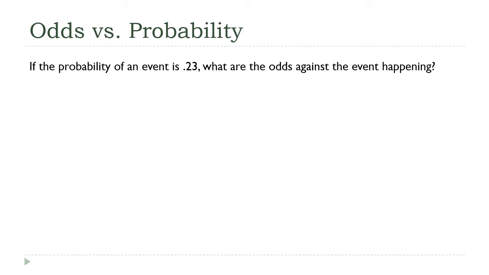If the probability of an event is 0.23, what are the odds against the event happening? Well, I need to know successes versus total. Think of this 0.23 as 23 100ths. That means we got 23 successes out of a total 100 trials. Now I want the odds against the event happening. So that is failures, if you will.